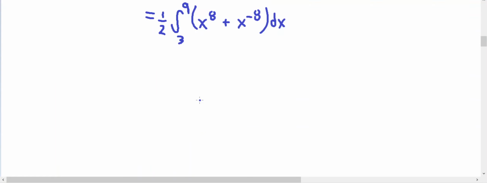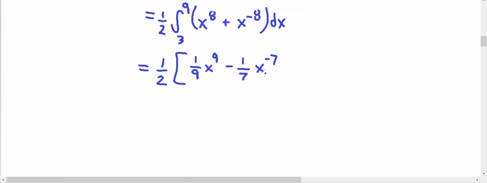So we've got our polynomial, and this is just straightforward for reducing the powers of x raised to 8 and minus 8. So the integral evaluated is 1/9 x to the 9th minus 1 over 7 x to the minus 7. And this is with the limits from 3 to 9. So at this point, to get this down to a single fraction, we just need to plug and chug for the fundamental theorem of calculus.